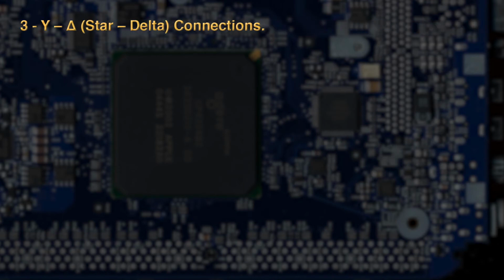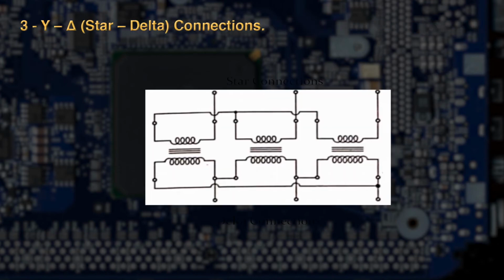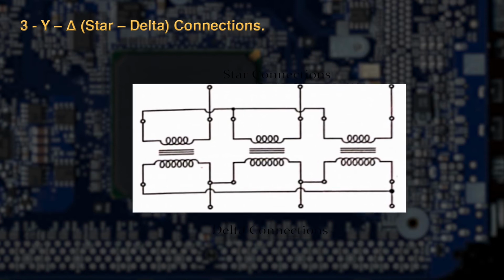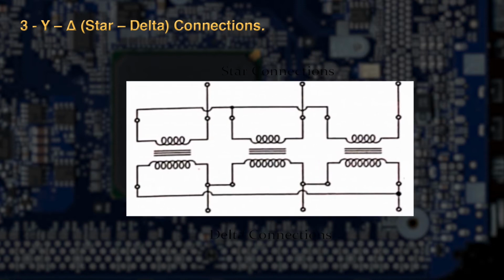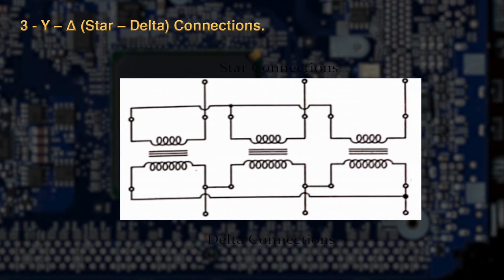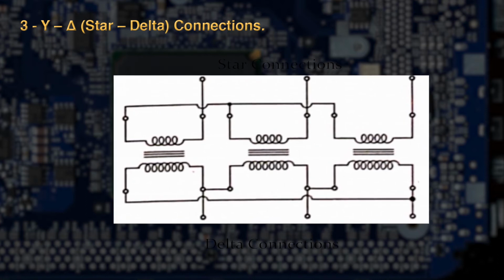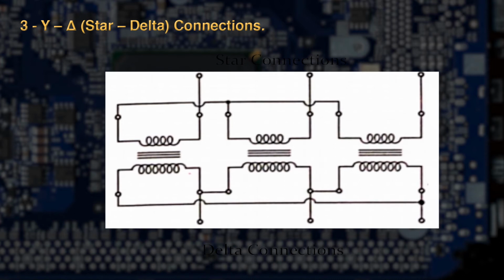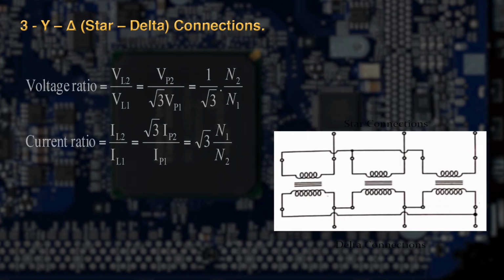Third connection is star-delta connection. So here you can notice in the circuit diagram, such connections are used principally where the voltage is to be stepped down, as for example at the end of the transmission line. The neutral of the primary winding is earthed. So the voltage ratio can be written as VL2 upon VL1, because the primary side is connected as a star connection.